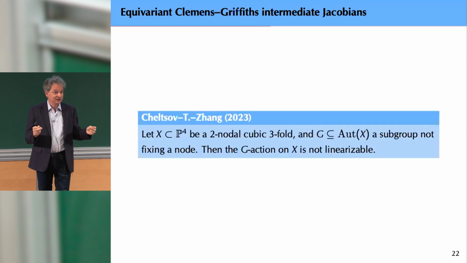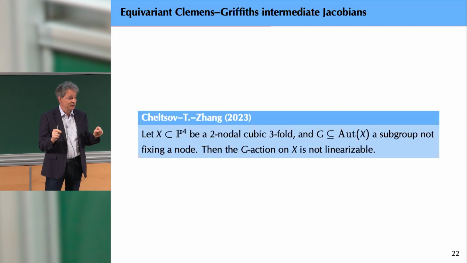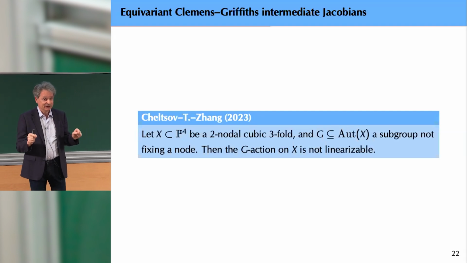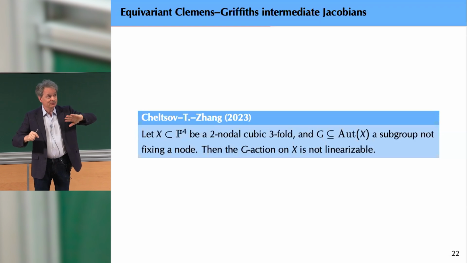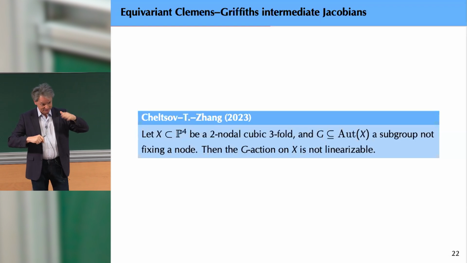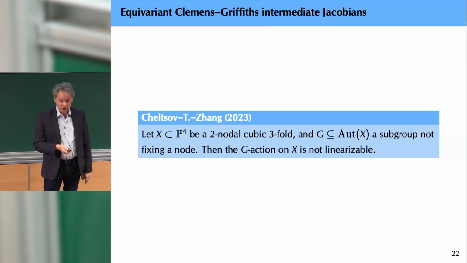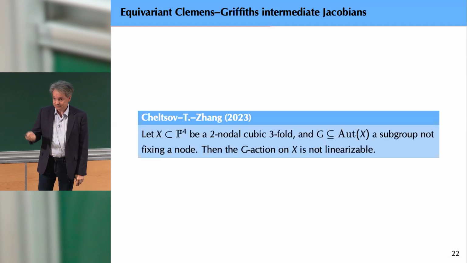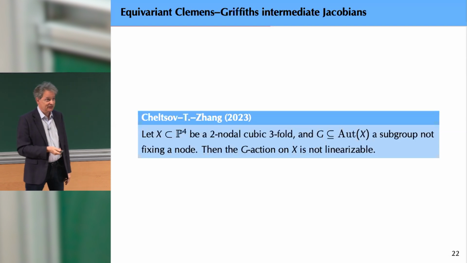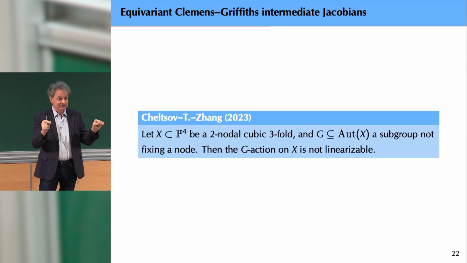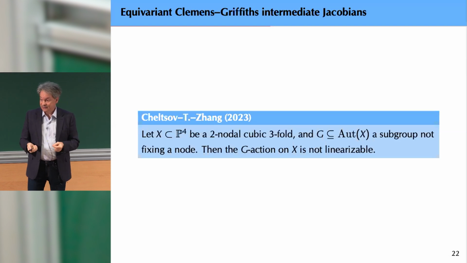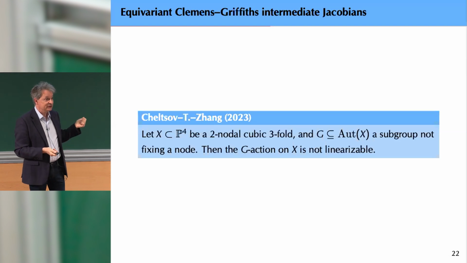And how does it come about? So you take a cubic threefold with two nodes, two A1 singularities. Okay? So there is a line through these singularities. Now you make a conic bundle by projecting from that line. So it's a conic bundle over P2, and you're exactly in this situation. And well, the theorem is that if you have a group that doesn't fix one of the two singularities, and therefore also the other, then that action is not linearizable.